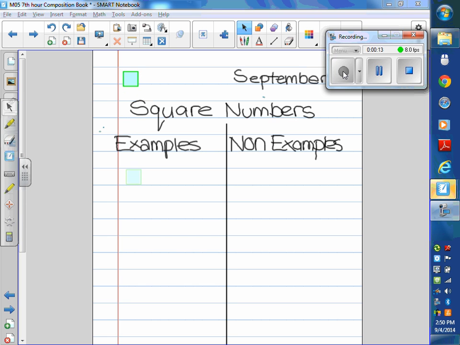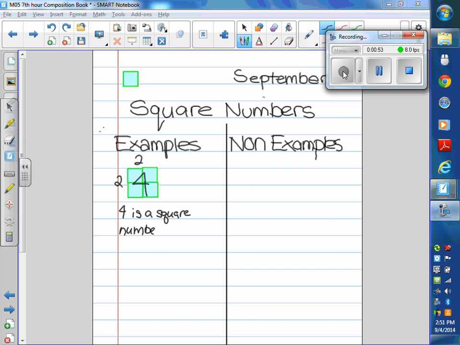So if we take Charlie's, the smallest square number that he made on his desk, he said it was a 2 by 2 because it's 2 squares wide and 2 squares tall. But there are 4 squares altogether, so the total number of squares is the square number. In other words, we would say 4 is a square number because we can make a square out of 4 tiles.